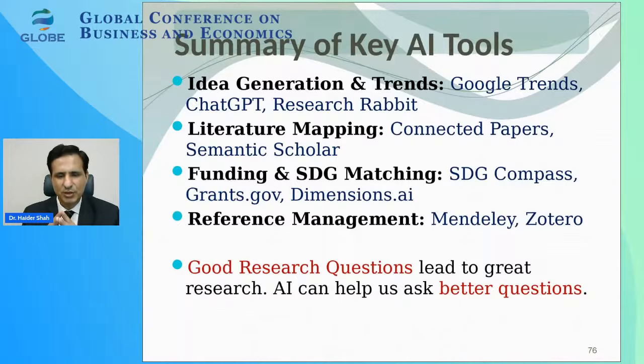So, a summary of the key AI tools very quickly. To generate ideas and trends, use Global Trends, ChatGPT, and ResearchRabbit. For literature mapping, as I mentioned, Connected Papers and Semantic Scholar. For funding and SDGs matching, you just use the SDG Compass. For reference management, you can use Mendeley and Zotero. And there is the catch that good research questions lead to great research. AI can help us ask better questions, as we just discussed.